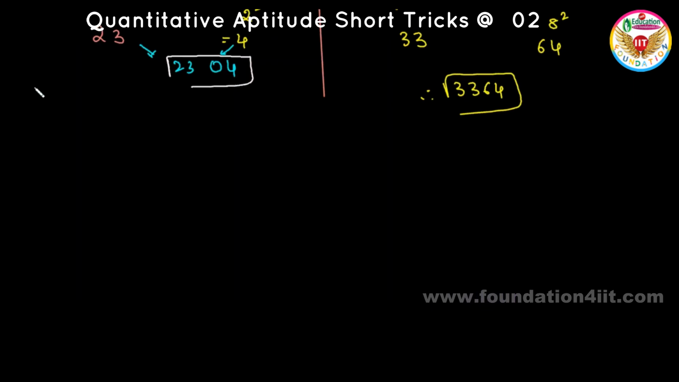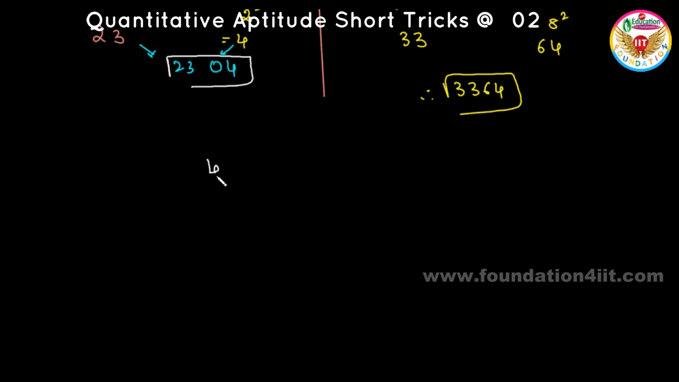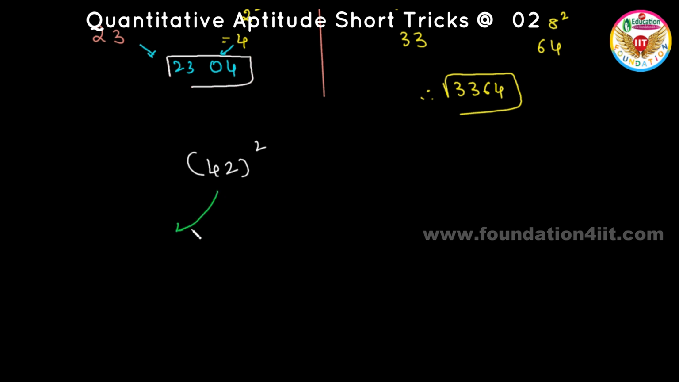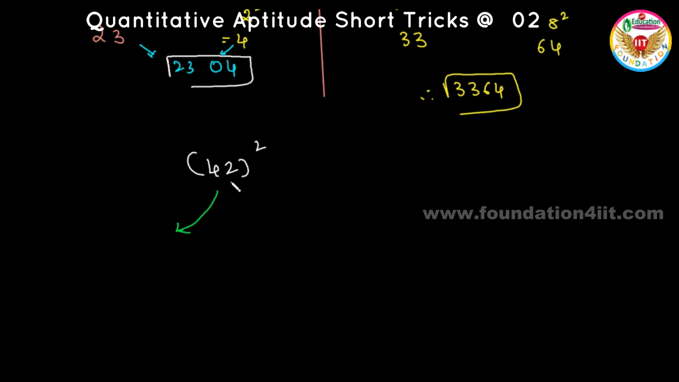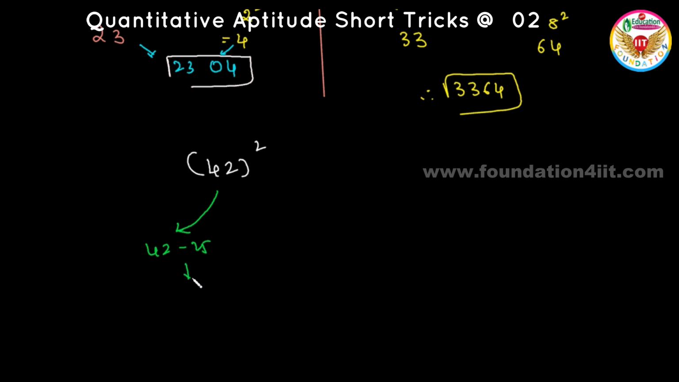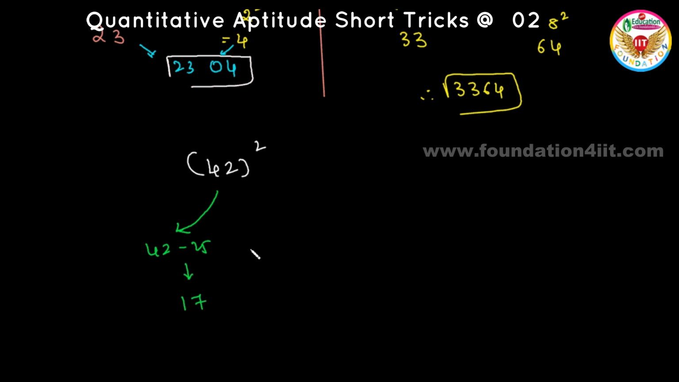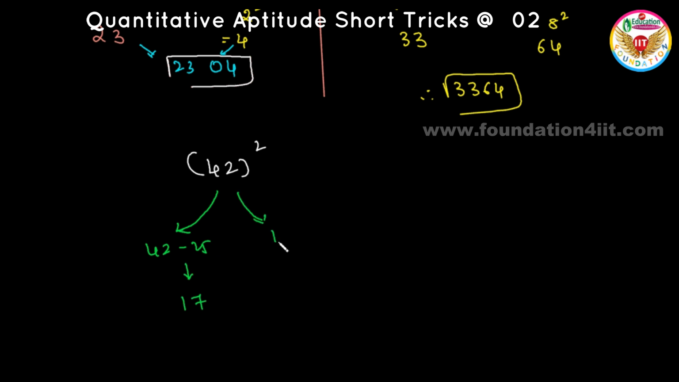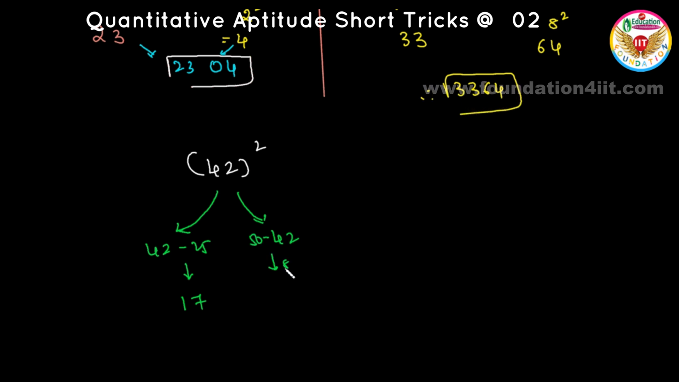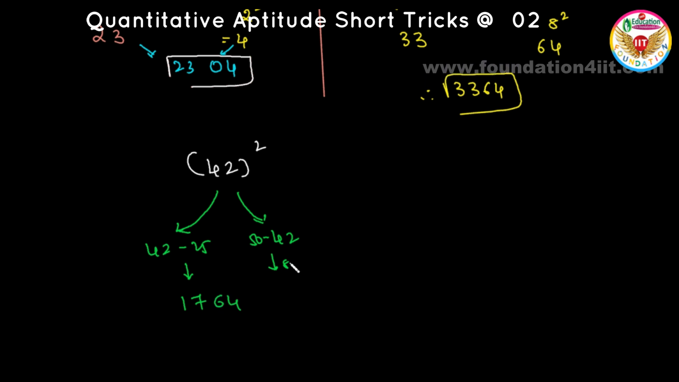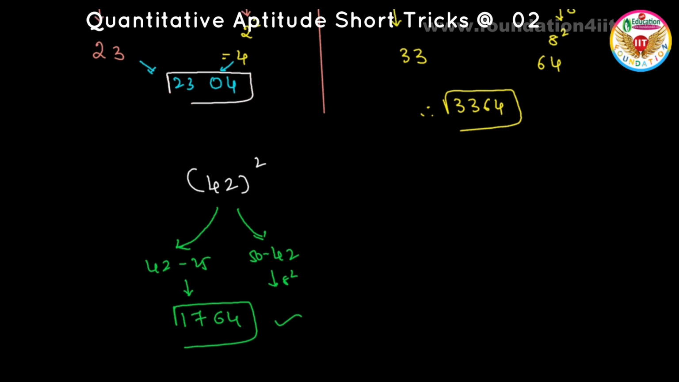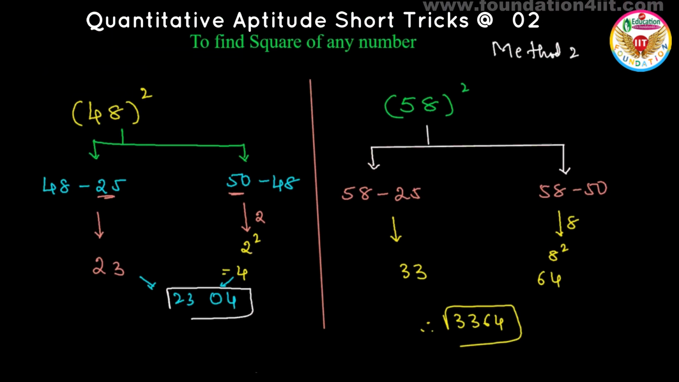Instead of confusing, I'll show you. Let us take 42 squared. A simple way, just by observing, we can make it. 42 minus 25 is 17. Another way, the difference between 42 and 50: 50 minus 42 is 8. Immediately write 8 squared, so 64 here. So 1764. When the numbers are close to 50, you can use this technique.